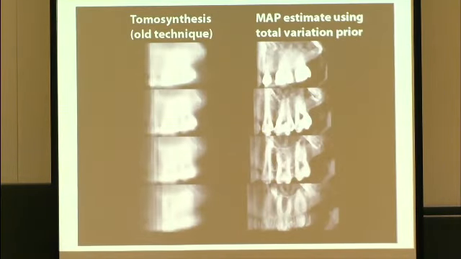And here are more clinical pictures. You put the intraoral detector in the mouth of a patient. You take 60-degree limited angle data. This is the traditional non-filtered back projection, and this is the total variation reconstruction using the maximum a posteriori estimates. So the details in vertical slices are much more visible here.